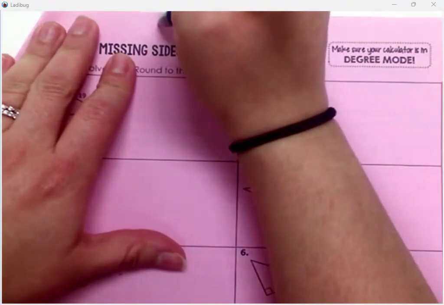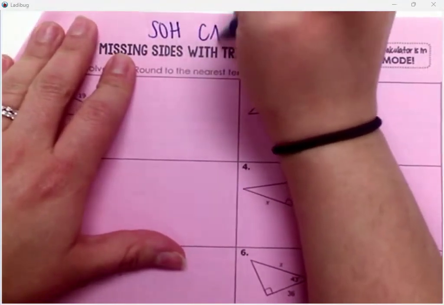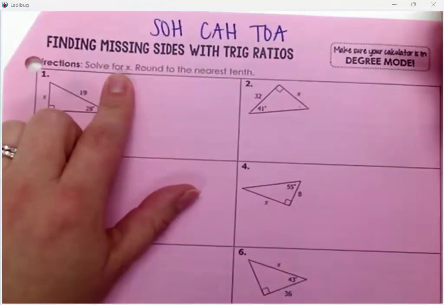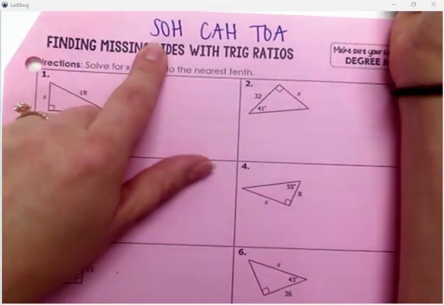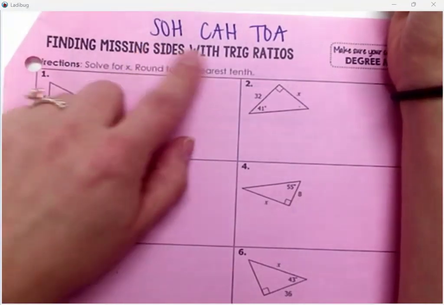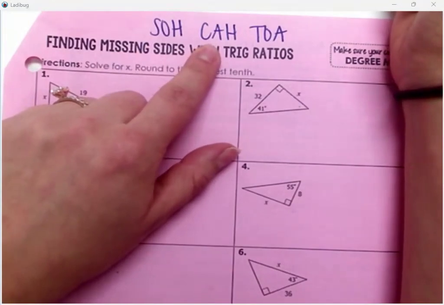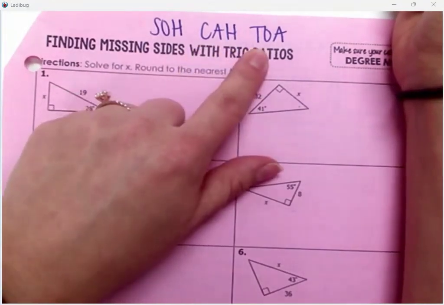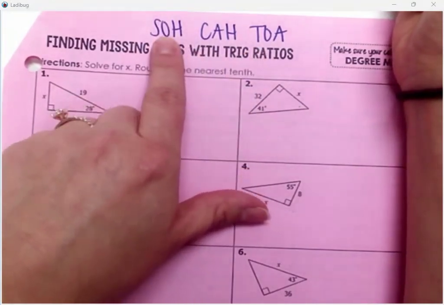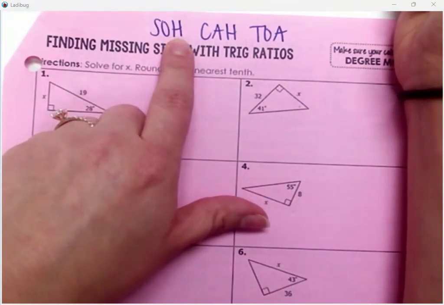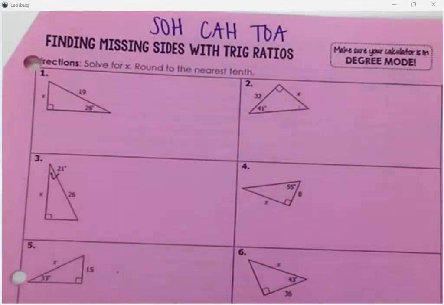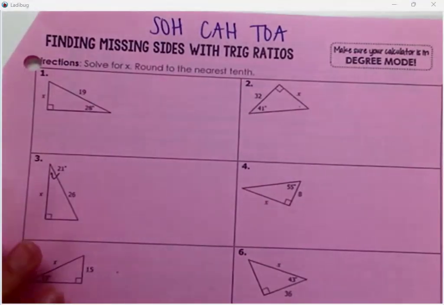Okay, so we are going to be applying SOHCAHTOA in order to solve these problems. What does the S stand for? Sine. What does the C stand for? Cosine. And T stands for tangent. What does the O stand for? Opposite. The H? Hypotenuse. And the A? Adjacent. Okay, so we're going to use this to help us solve for x.